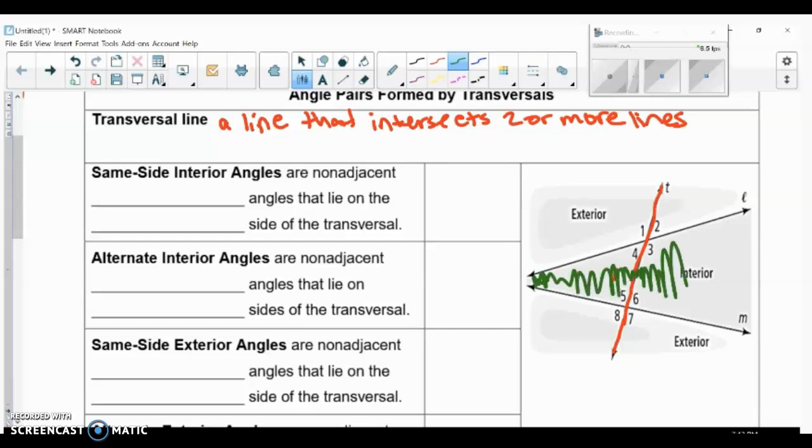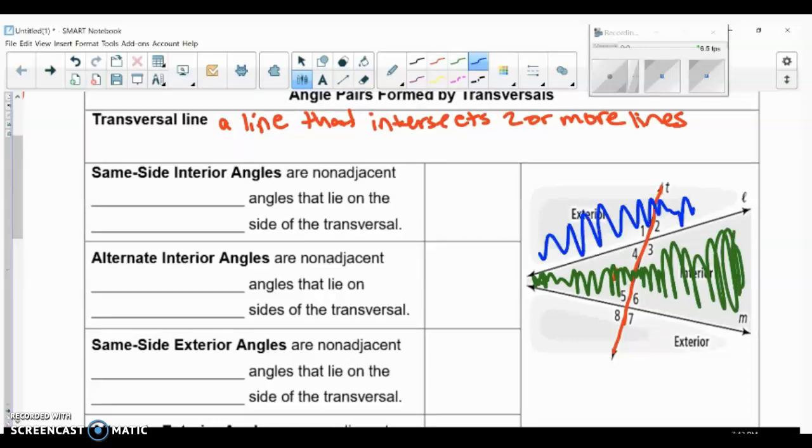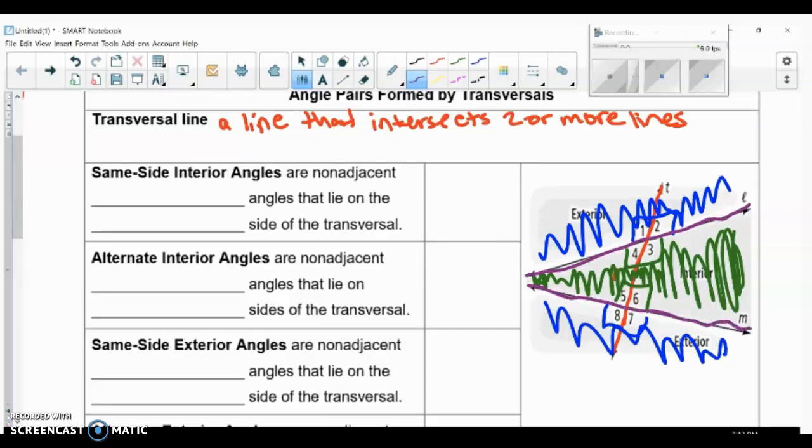are parallel or not. And when we talk about the angles, we talk about interior, which is the green part, and the exterior, which is the blue part. So interior, inside, exterior, outside. So the exterior angles would be 1, 2, 7, and 8. The interior angles would be 3, 4, 5, and 6 in this drawing right here.